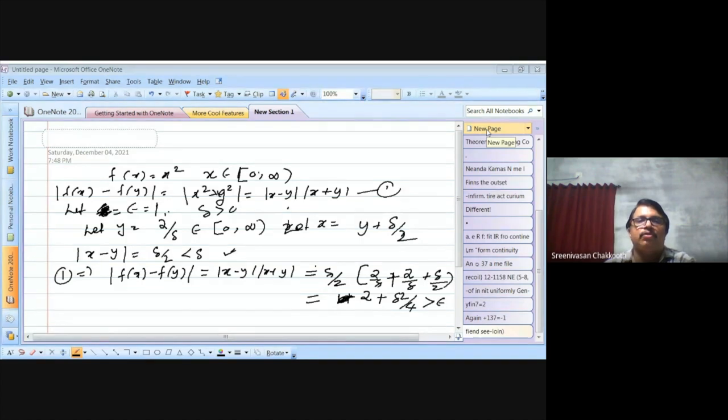In the interval 0 to infinity. This is because, unlike the linear function f of x equal to x, which we saw earlier, which has a very steady growth and doesn't grow very rapidly, the function f of x equal to x square grows rapidly for large x. It is because of that condition the function is not uniformly continuous in this semi-closed interval.